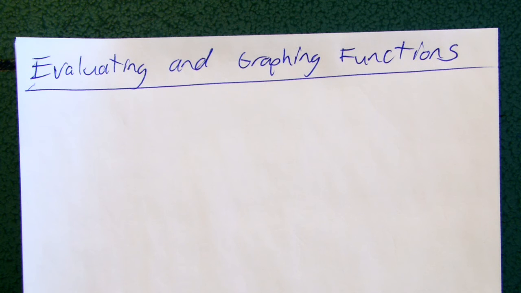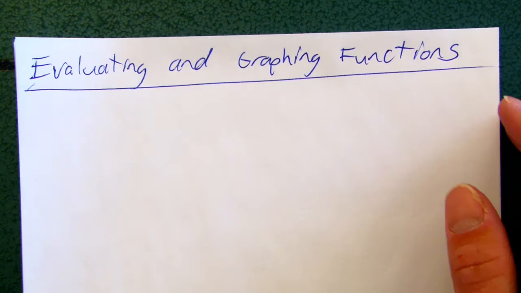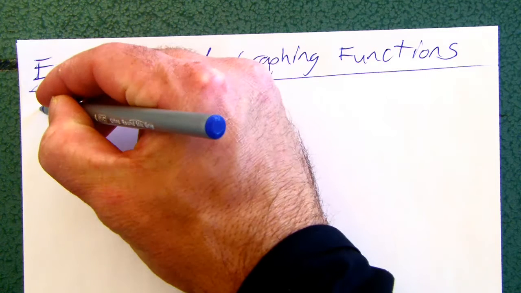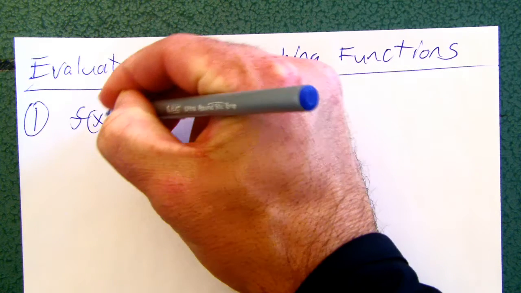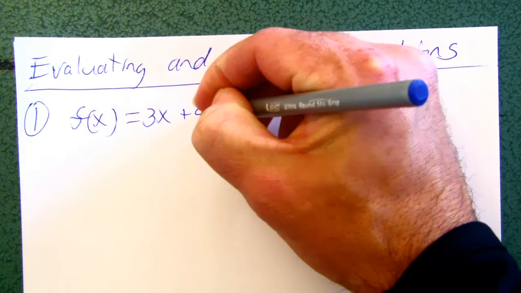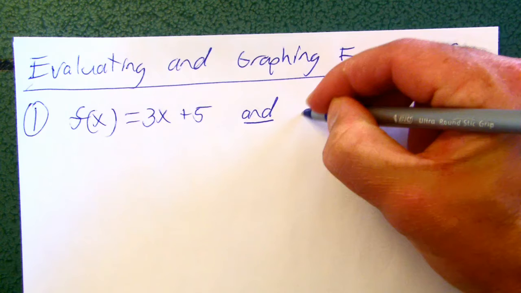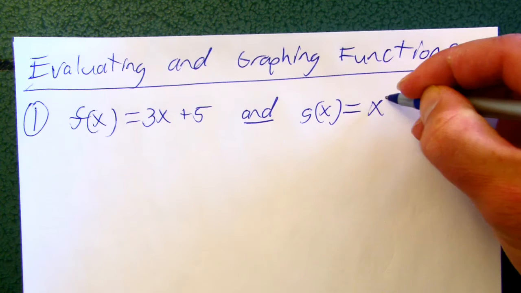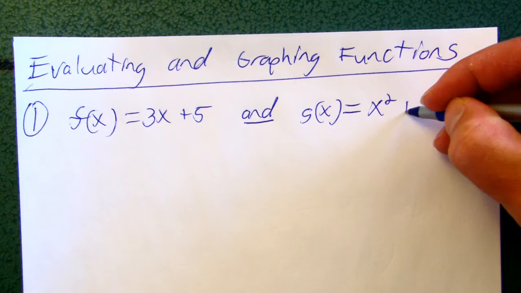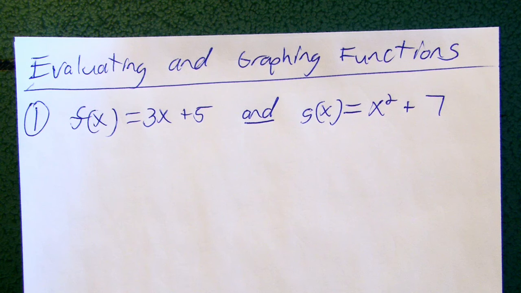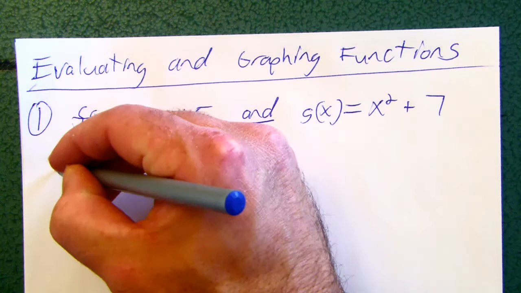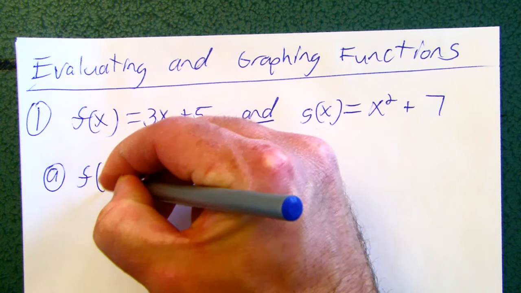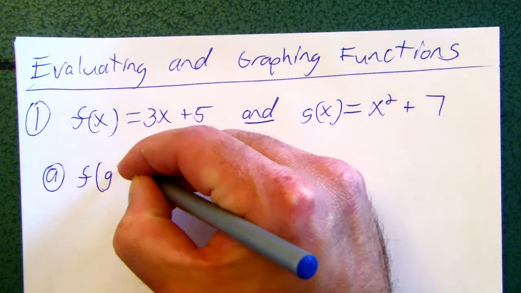All right, so to pick up where we left off with evaluating functions, there's something called a composition of functions. So for our first one here, let's just let f of x equal 3x plus 5 and g of x equal x squared plus 7. Okay? So first up, you might see something like this. I'm going to ask you to figure out f of g of, let's go with 3.